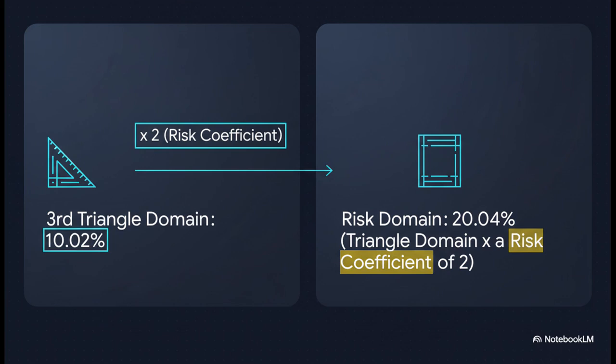Next, we document what the model refers to as domain percentages. The third triangle domain is recorded as 10.02%. Then, that number is multiplied by a fixed risk coefficient of 2. And that little bit of math gives us the risk domain, which comes out to 20.04%. These are just very specific inputs for the model's risk calculations.